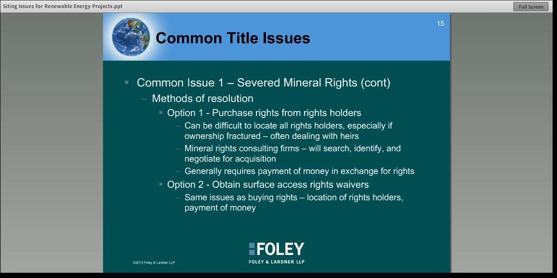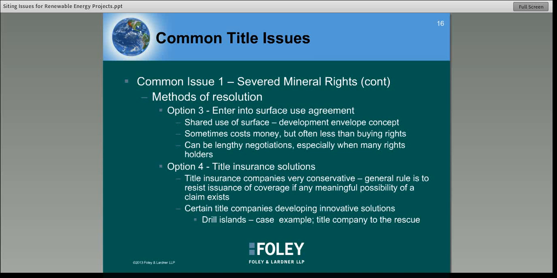Option two would be to obtain a surface access rights waiver. Instead of buying the entire rights, you're acquiring a waiver of the right to use the surface for exploration. You might ask, why would someone do that? Well, it can be one of two things. You can say the waiver only applies for a certain period of time, i.e. the project life cycle, or if the rights holder has some adjacent property, they can sometimes still access your mineral estate through techniques such as horizontal drilling. And again, you have the same issues here. You have to find the rights holders, and you're going to have to pay something for those rights.